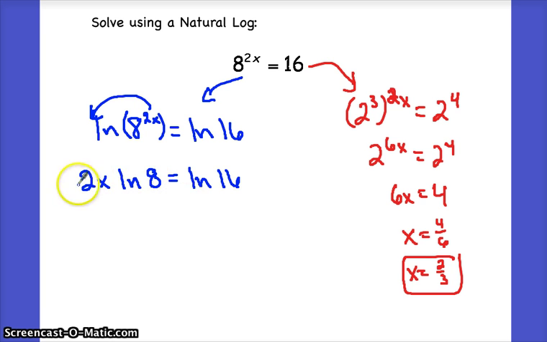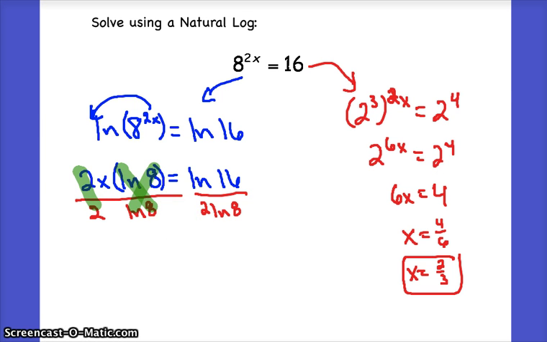Just like we can divide by a 2 to get that x by itself, natural log of 8 is really just a number as well. So I can divide both sides, not only by 2, but by natural log of 8. As long as I do both sides, that's perfectly legal algebra. And now the 2's cancel, the natural log of 8's cancel, and that leaves you with just an x on the left.